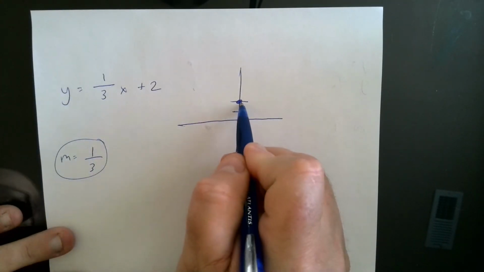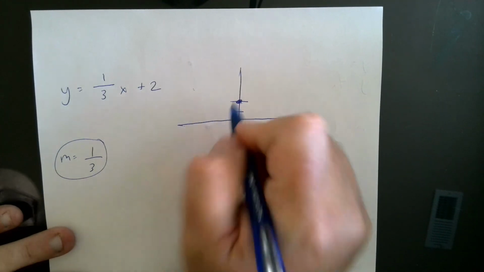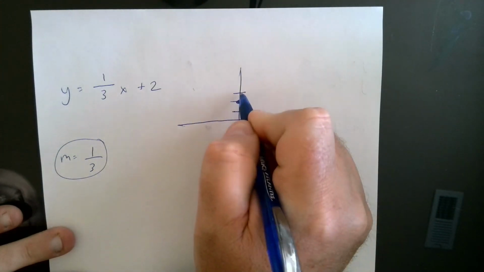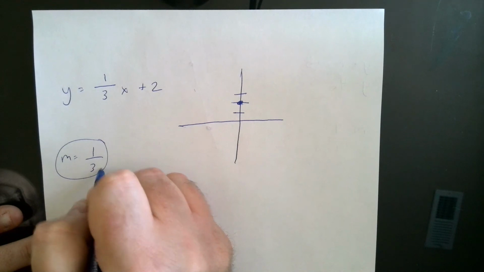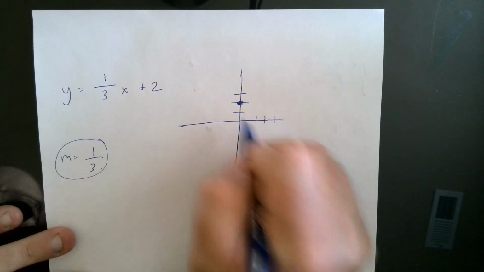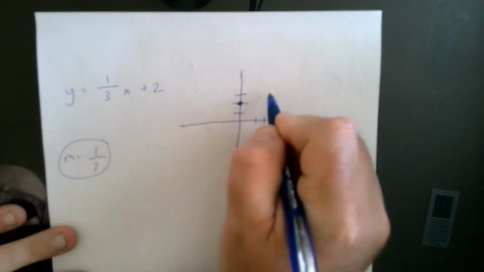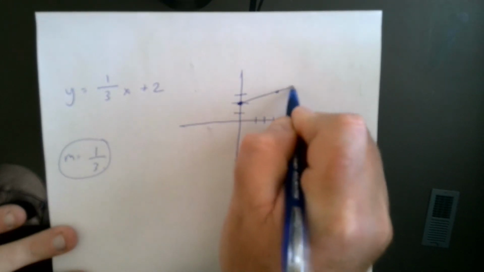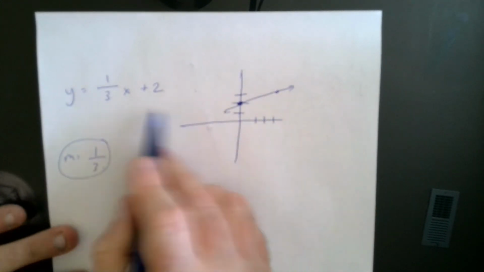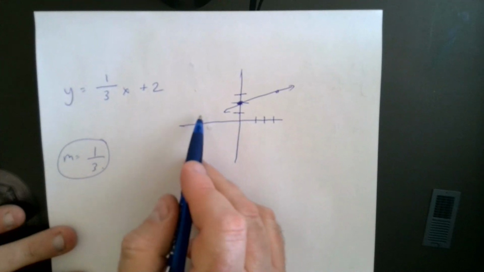Now, from my starting point of 2, my rise tells me to go up 1, and then I'm going to run right 3 times. So go up 1, right 3 times, and then there's the graph of y equals 1/3 x plus 2.